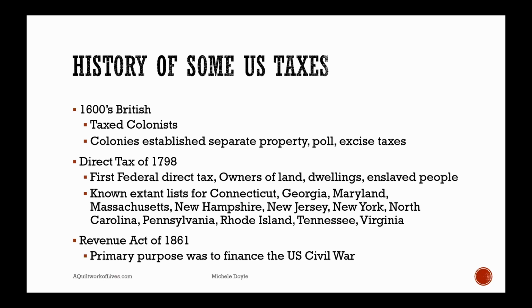Now, there are known extant lists for Connecticut, Georgia, Maryland, Massachusetts, New Hampshire, New Jersey, New York, North Carolina, Pennsylvania, Rhode Island, Tennessee, and Virginia. That does not mean that's all there is, but that's all that's known at the moment. I'm sure most of you have some sort of story about something that appeared in grandma's attic or something found in the basement of a courthouse. So when they say known extant list, that just means what's been found so far. Who knows what might pop up? Who knows what will show up in a courthouse somewhere along the line?